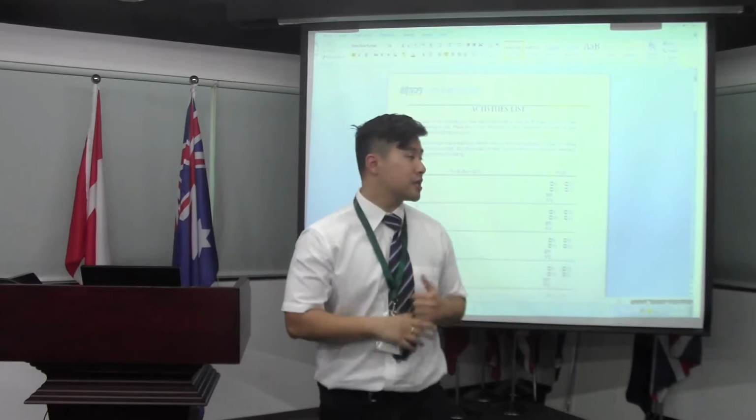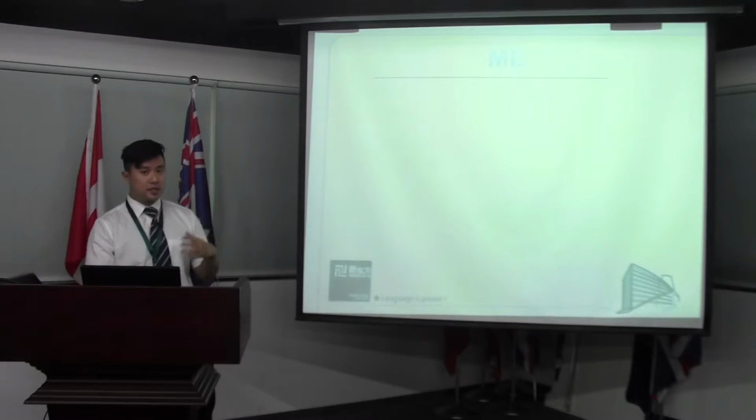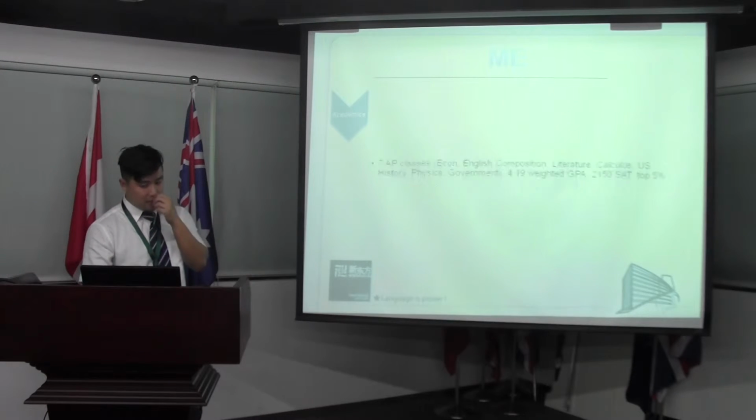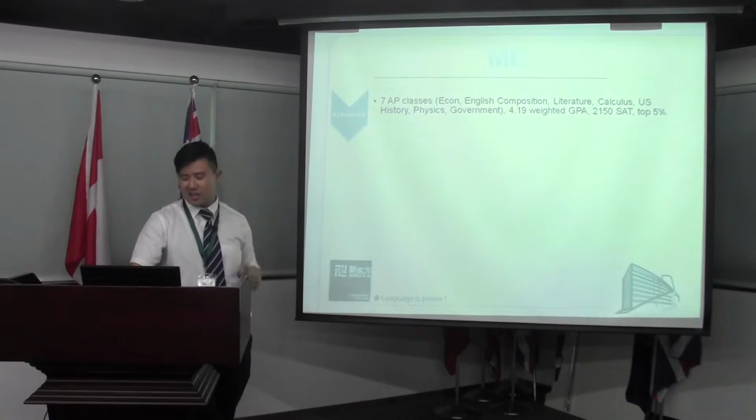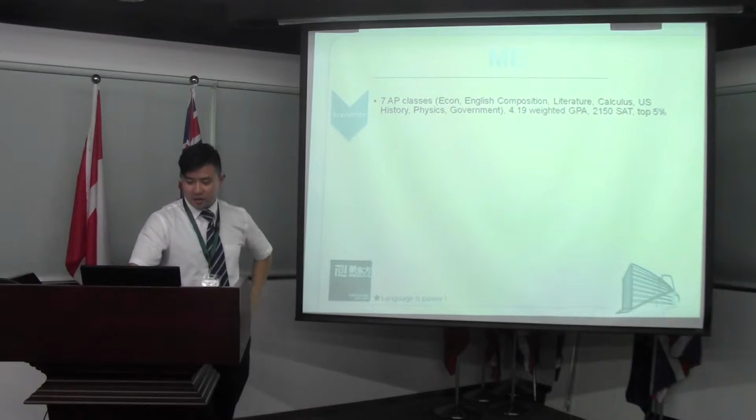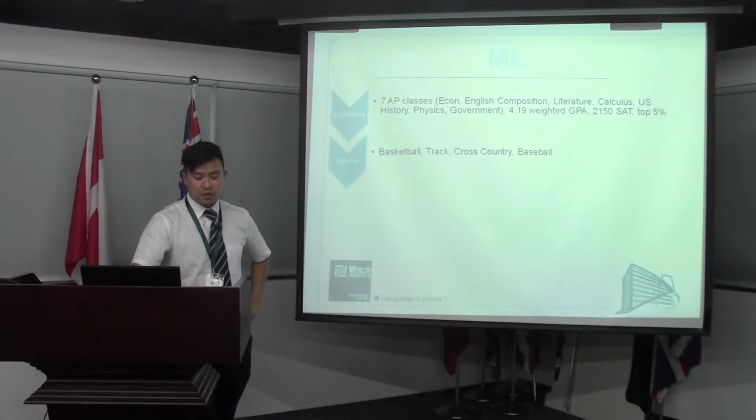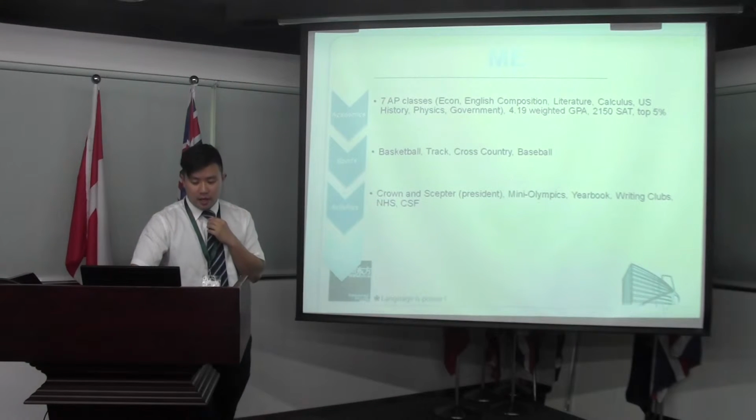So this is a sample activities list. And so this is me. This is what I did. Academics: I took a lot of AP courses. I should hold back on the whole thing, the GPA, SAT. I'll change that later. Sports: I did basketball, track, cross country, and baseball. Activities: I did Crown Acceptor, Mini Olympics, Yearbook, Running Club, NHS, CSF, and also Casa de Rai, Illinois Berry Scholarship.